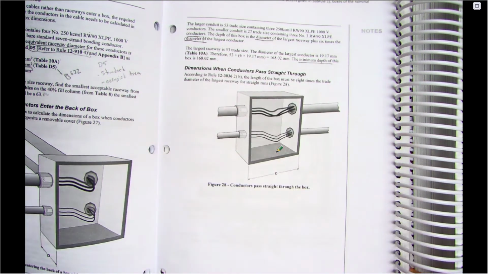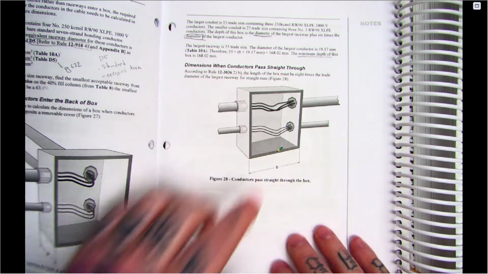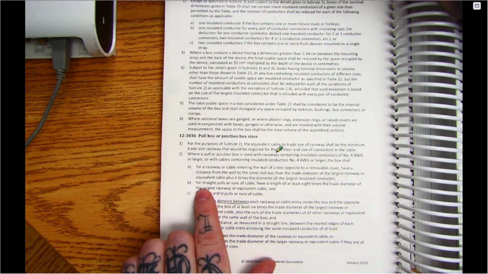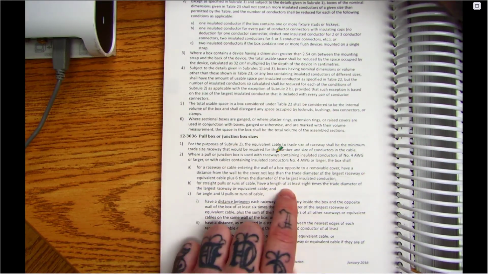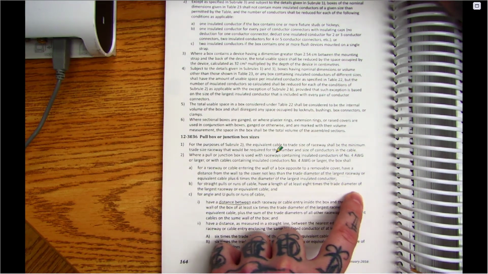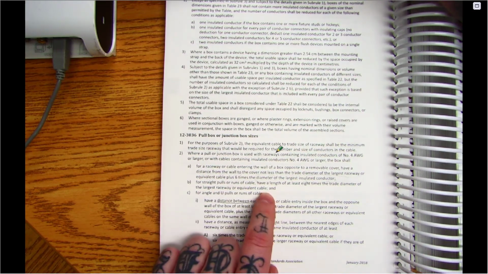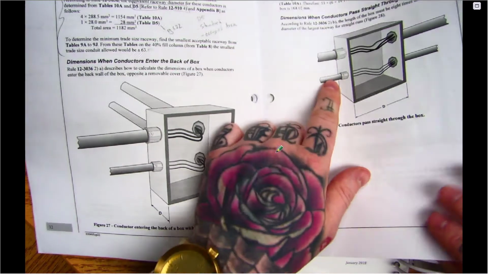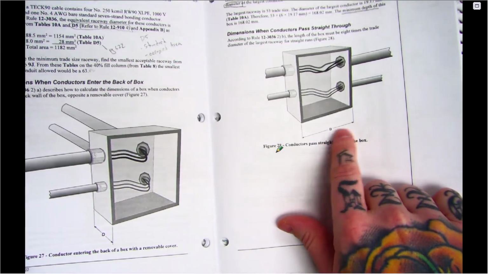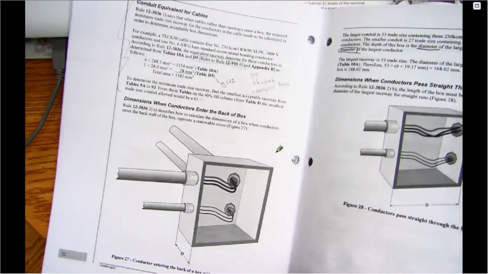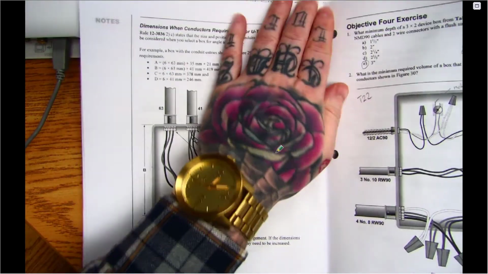When they pass straight through, what does it say about that? For straight pulls of runs of cable, have a length of at least 8 times the trade diameter of the largest raceway or equivalent cable. So if that's 53 times 8, that's how we'll get this length right here. And then the last scenario they talk about is the U-pull.